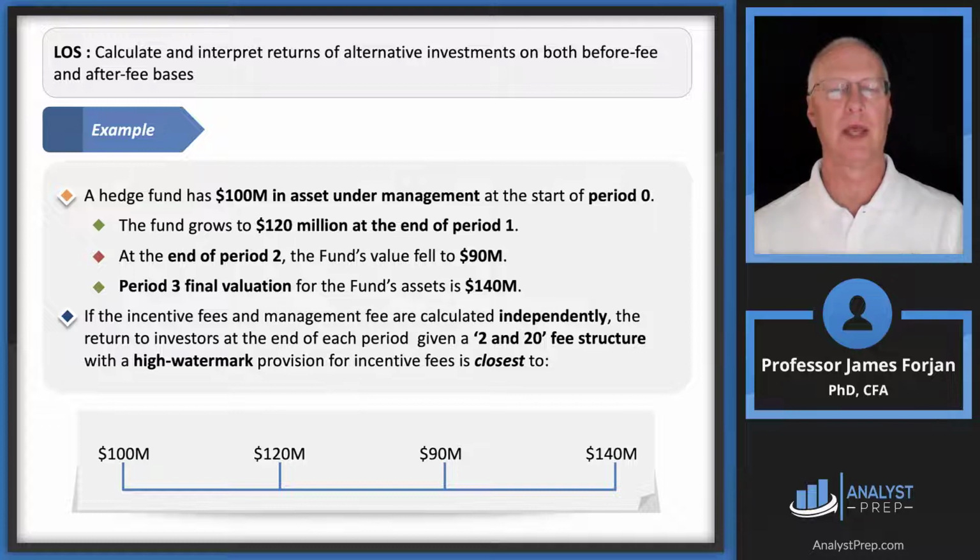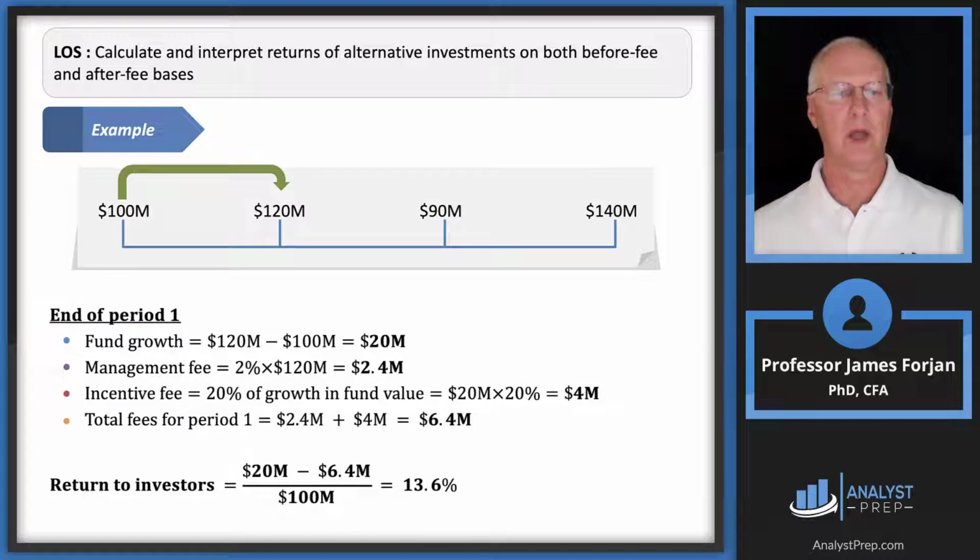So let's go ahead and do some kind of a fee structure. Look at the bottom diamond point there. We have a 2 and 20 fee structure. I'll tell you about that here in just a second. And there is a high water mark provision for the incentive fee. So remember, that's 2% and then 20%. I think we did this just briefly back in Learning Module 1. So let's go ahead and do the math. I'm not sure if you need your calculator here, but it's nice to have it handy.